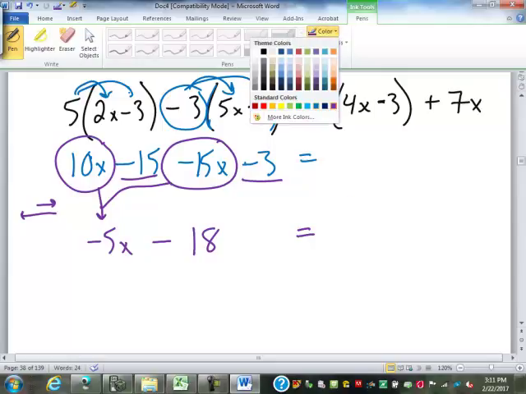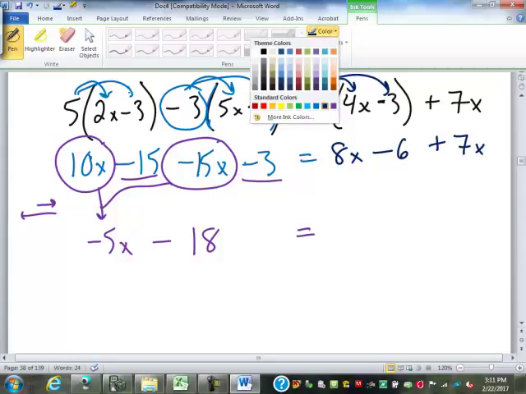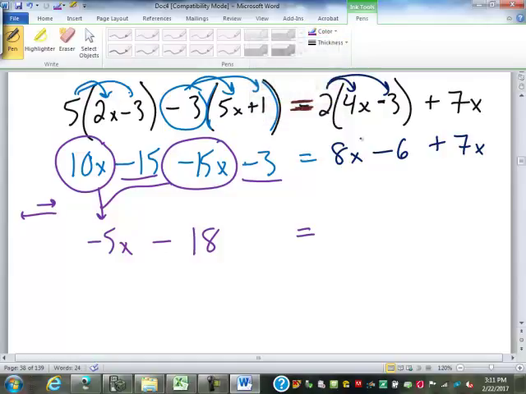What do we do on the right side? 2 times 4x is 8x. Good. 2 times negative 3 is negative 6. Plus the 7x. Okay, what's next? Combine 8x and 7x, which is 15x. 15x, good. 8 and 7 make 15x, minus the 6 still.